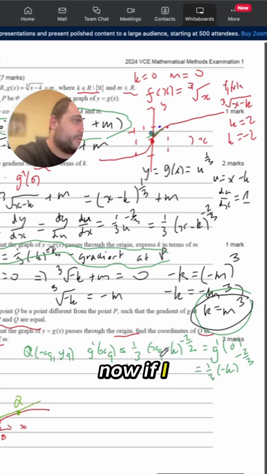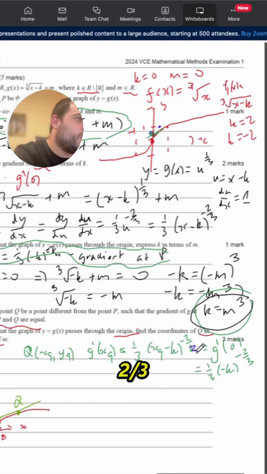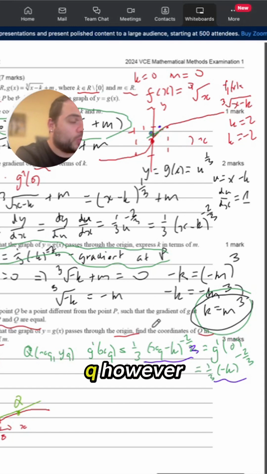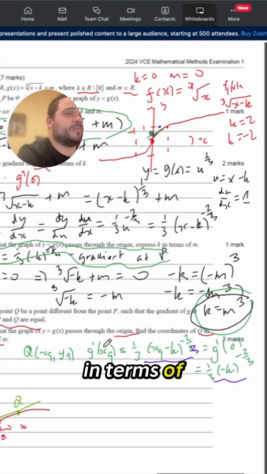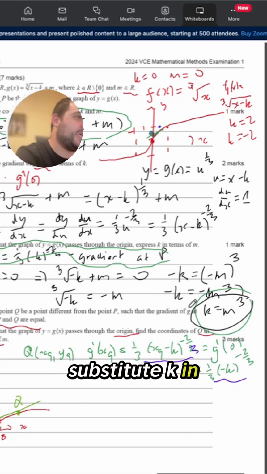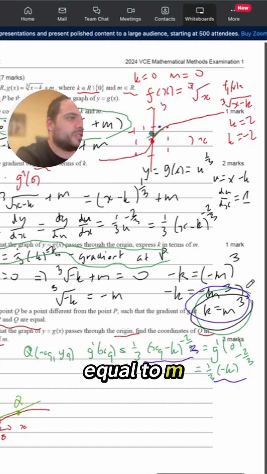Now, if I take this 1/3 (x cubed minus k) to the power of negative 2/3, and I let that equal 1/3 (negative k) to the power of negative 2/3, so the gradient at Q is equal to the gradient at P, I can solve that as an equation for the x coordinate of Q. However, that would give me the x coordinate in terms of k. So to find the x coordinate in terms of m, which is what has been requested of us, we can substitute k in terms of m because our graph passes through the origin, and when the graph passes through the origin, we have k in terms of m. K is equal to m cubed.